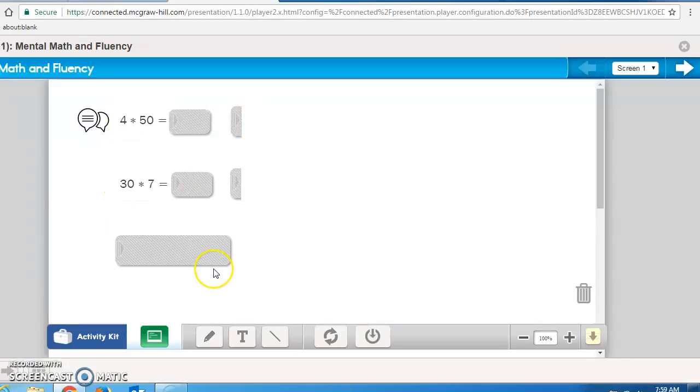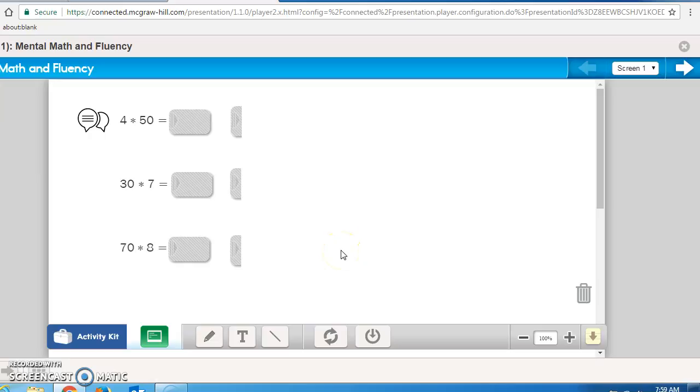Lesson 4-9, Partial Products Multiplication. In this lesson, you're going to learn to solve 2-digit by 2-digit multiplication problems. You're going to solve those 2-digit by 2-digit problems in which the multipliers are multiples of 10, and you're going to use partial products to solve those problems.